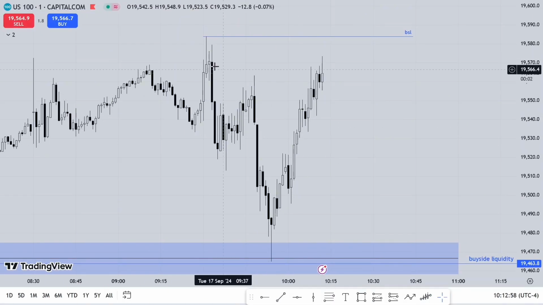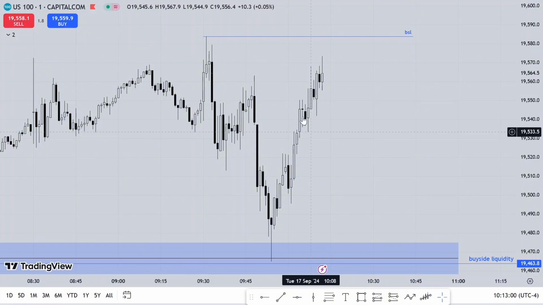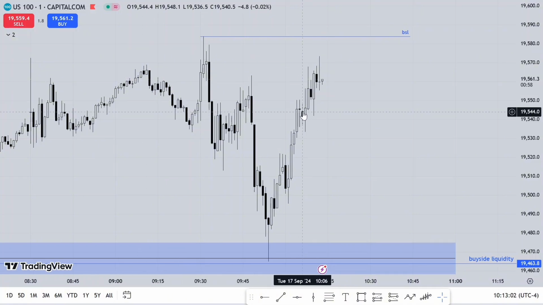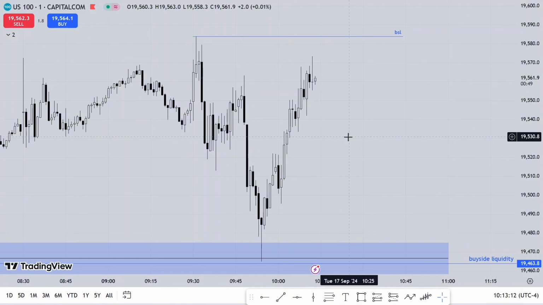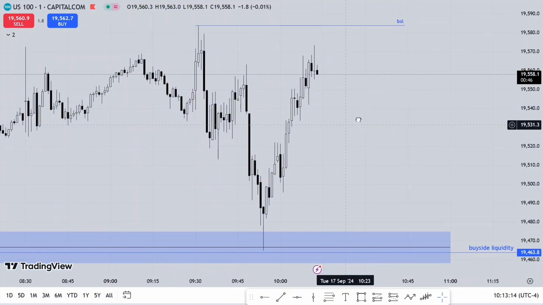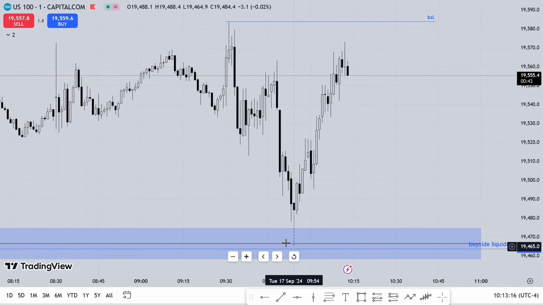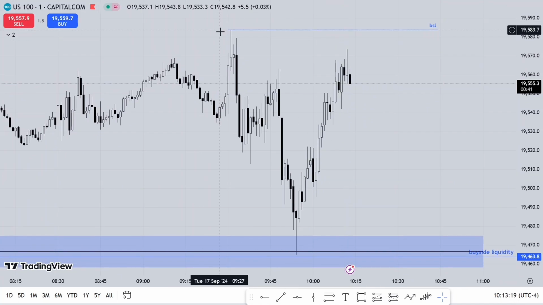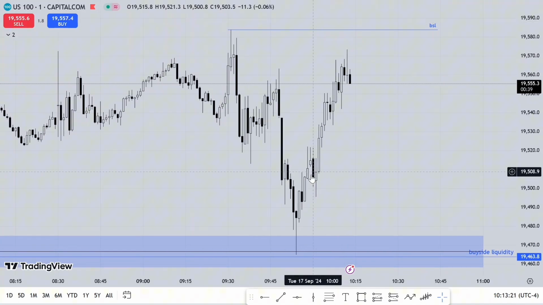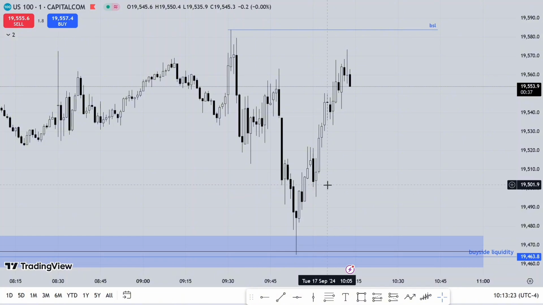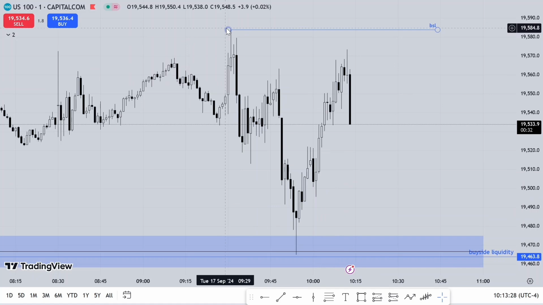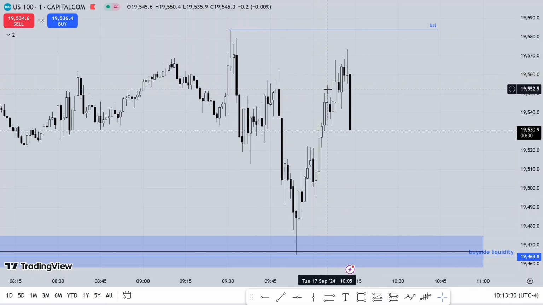So we have the Nasdaq, which is the US 100, respecting its lows like this and coming for these highs. Let's see. Because if this is the long-term low and this is the long-term high, this should be an intermediate term low, and this right here will be an intermediate term high.